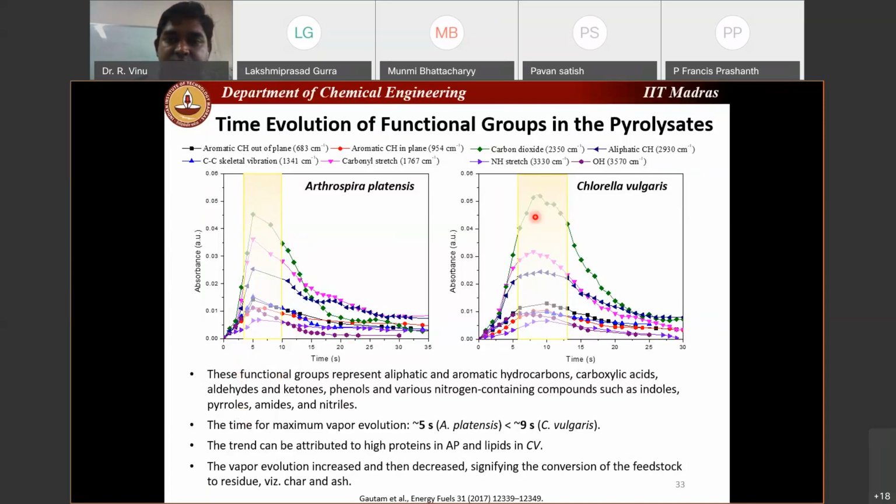Whereas you can see that these evolve over much longer time periods of around 10 seconds in other types of algae, like Chlorella vulgaris. Chlorella vulgaris is a lipid-rich algae, whereas spirulina, Arthrospira platensis, is a protein-rich algae. So again, based on the biochemical composition of the algae, the time evolution of the products is going to be significantly different. And this can be understood from analytical pyrolysis reactors.